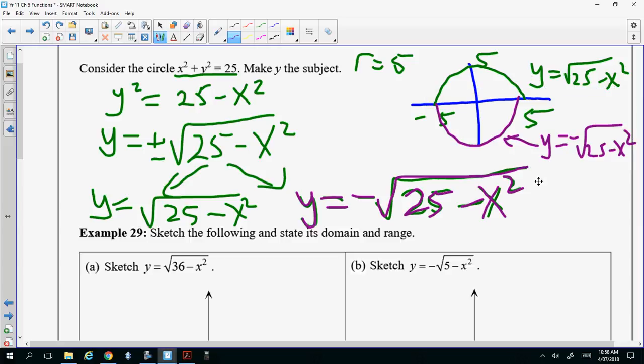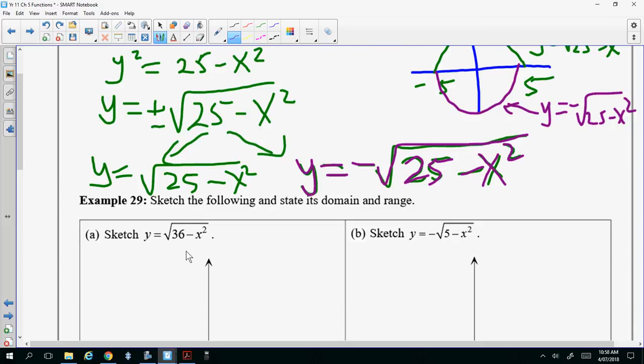Now you just have to recognize what that looks like. A number minus x squared under a square root represents a function. Continuing, every time you see a square root with a number minus x squared, that's a semicircle. Now this is a semicircle.